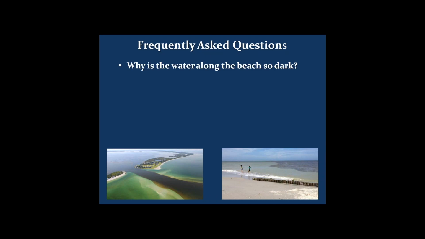And so why is the water along our beaches so dark? I touched on that earlier. That's that colored dissolved organic matter, or the tannins in the water that run off the landscape. While this can be natural, I think that the alteration of the system is part of what Phil talked about in the Central and Southern Florida project.